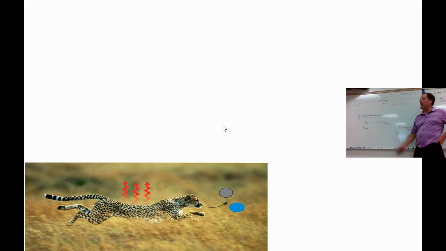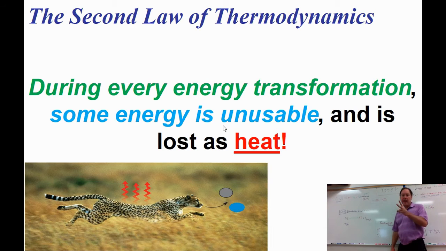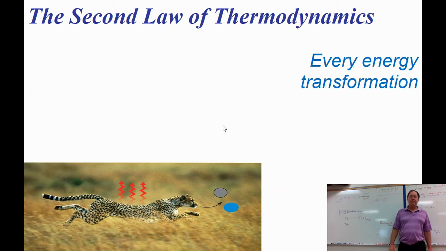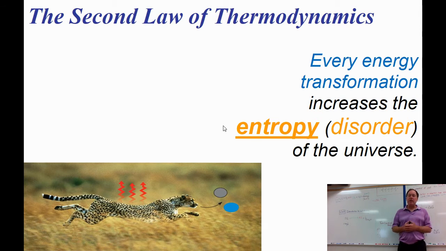Here's the cheetah running, and you can see heat is being released, and it's changing the potential energy in the bonds of the glucose that is eaten in the meat into kinetic energy to help it move. Well, here's the second law of thermodynamics. During every energy transformation, some energy is unusable and it's lost as heat. So we've already defined this, and you can just write down, during energy transformation, some is lost as heat. Every energy transformation increases the entropy of the universe.